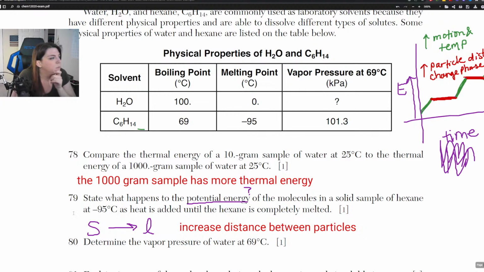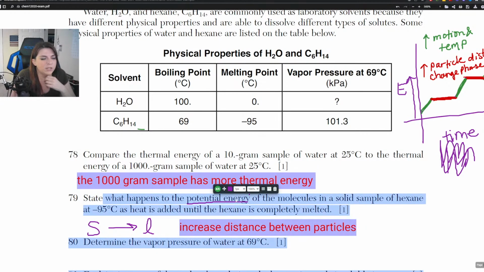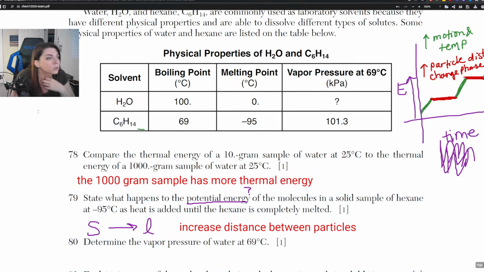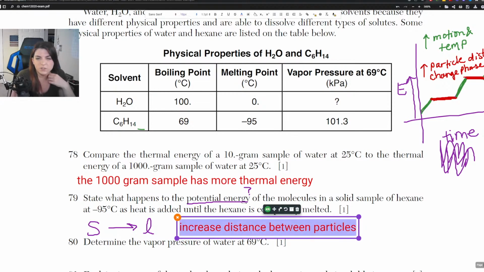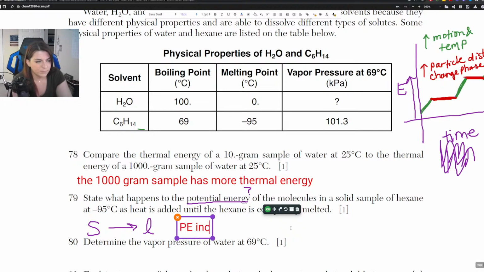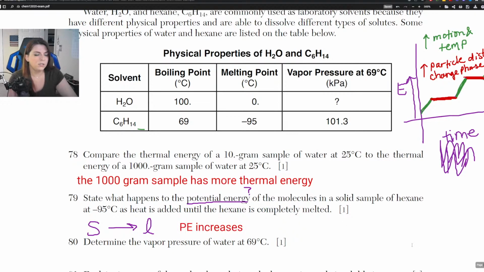Oh, my answer here technically is wrong because I didn't answer the question, as I've been yelling at everybody to answer the question properly. It says, what happens to potential energy? Not what does potential energy do? My answer was more sophisticated than what the question even asked. Potential energy increases. I'm glad I checked the key and didn't leave you with that. Potential energy increases because we're pulling the particles apart.